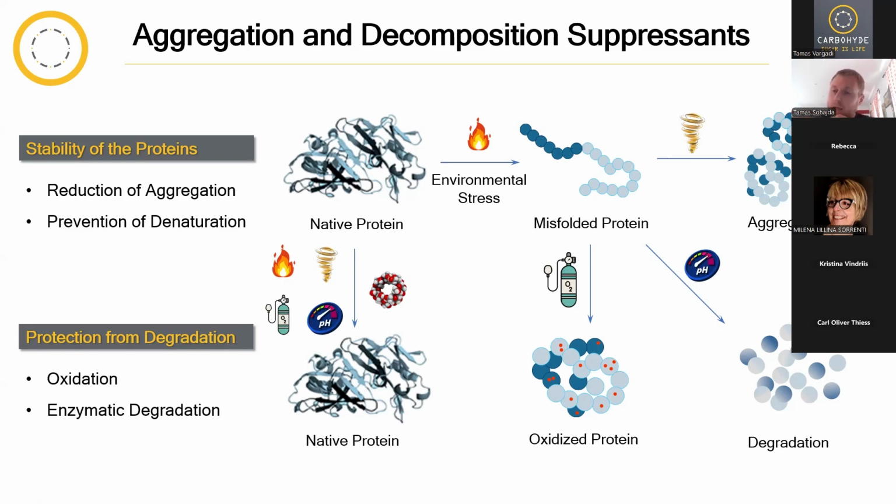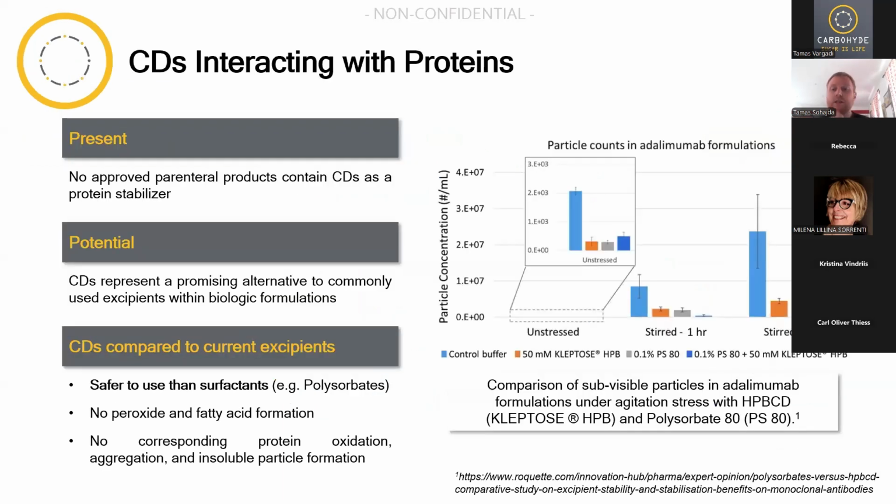I'm not saying that in all cases cyclodextrins would stabilize your protein and prevent the degradation or the physical aggregation, but there is a lot of evidence saying that cyclodextrins can do that, and more and more studies are emerging from these directions. Just to show you some practical examples with existing monoclonal antibodies and proteins, how this can be imagined.